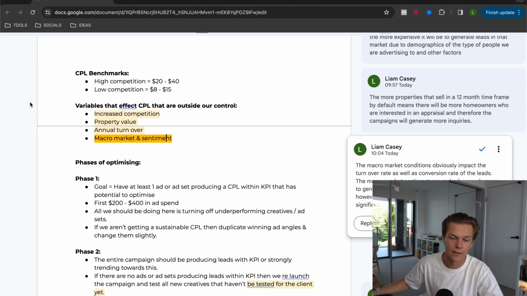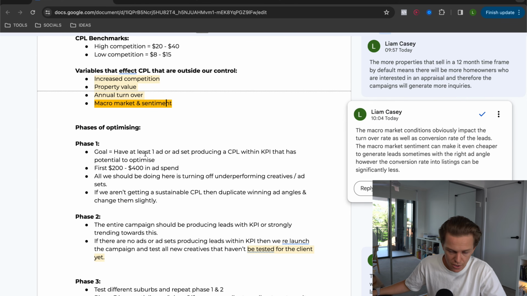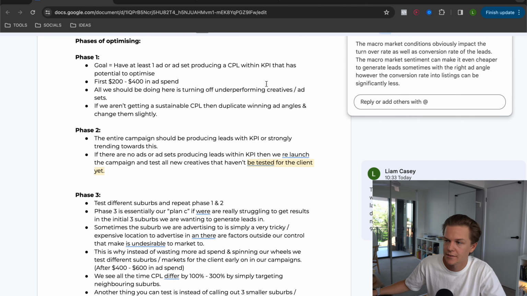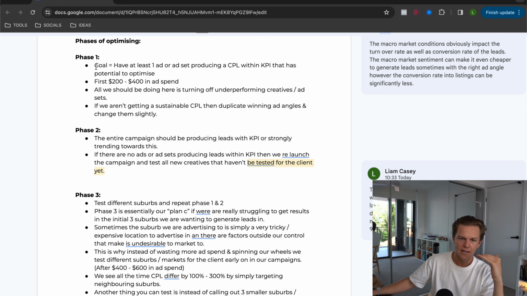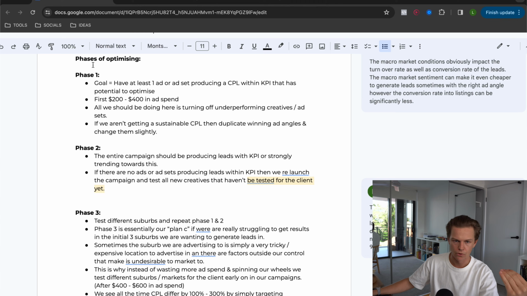If you're a marketer, then you can obviously get in the trenches a little more and go down some more rabbit holes. But phase 1: these phases are in chronological order of what you would do to optimize a campaign, depending on what's happened.